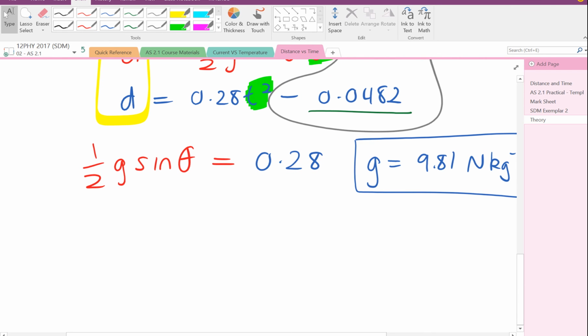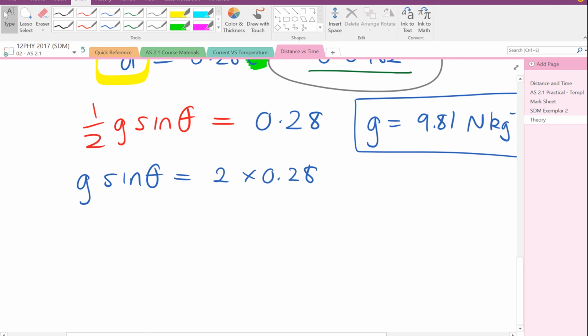And we're going to use this little equation here to figure out what our g comes out to be based on our gradient of 0.28, which comes from our experimental data. So a little bit of rearranging here. You could try solver, but solver doesn't always play the game with the trig. So what we're going to do is rearrange this. First of all, get rid of the half. So g sine theta: divide by half on both sides, or multiply by 2 on both sides. 2 times 0.28. Next step, get rid of the sine theta. So I'm going to divide by sine theta on both sides.